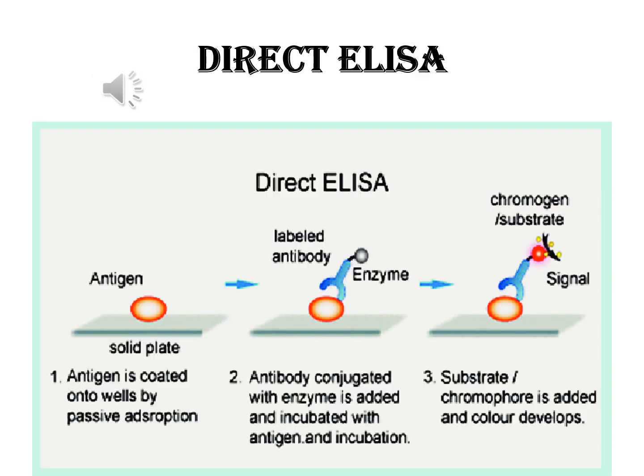Now, we'll be seeing about direct ELISA. Here, the antigen is coated onto the well by passive adsorption, and later the antibody conjugated with the enzyme is added and incubated with the antigen. After a period of incubation, the substrate or the chromogen is added and the color develops. So this implies how the antigen has reacted with the antibody. This is the direct ELISA technique.